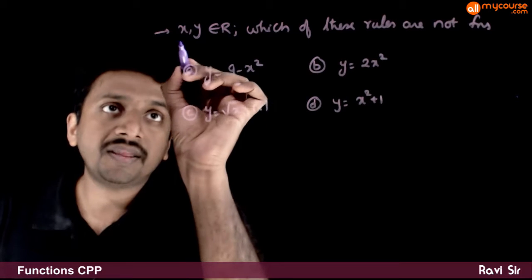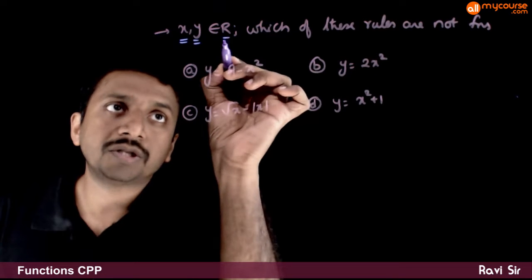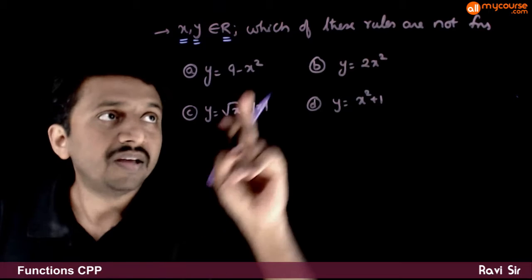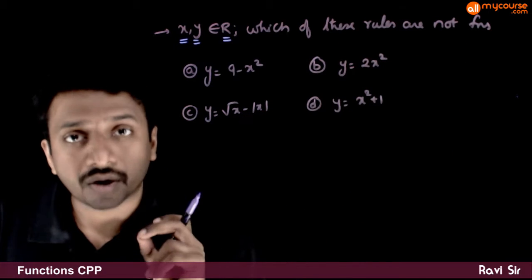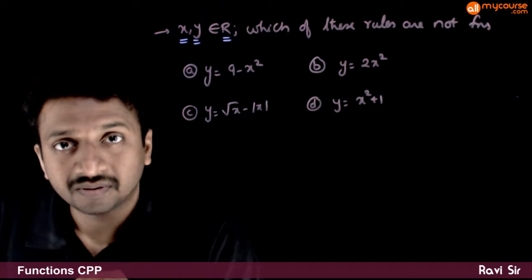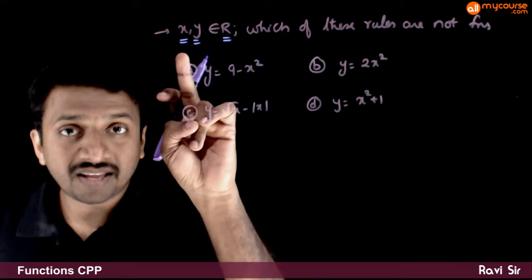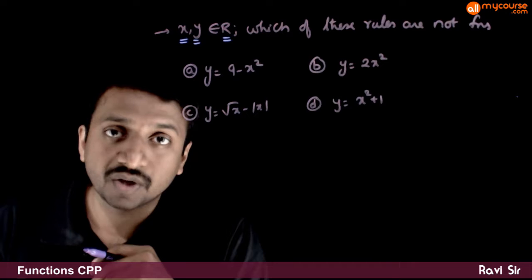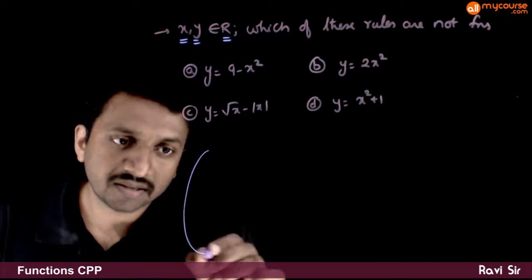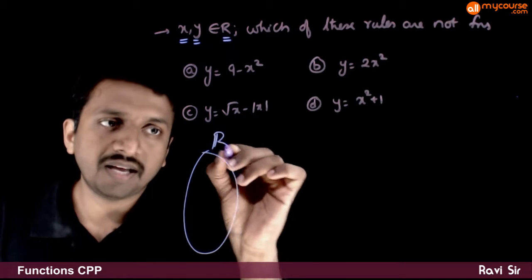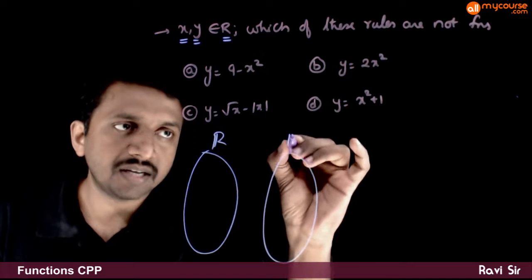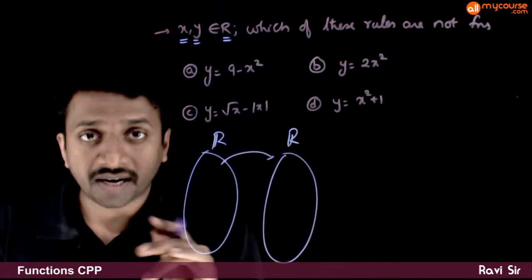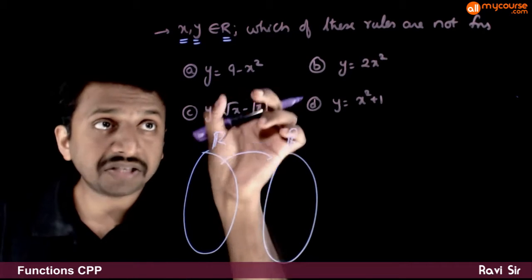In this question, you're given that x and y belong to real numbers. Which of these rules are not functions? It means the first set is real numbers, the second set is also real numbers, and you are defining functions.